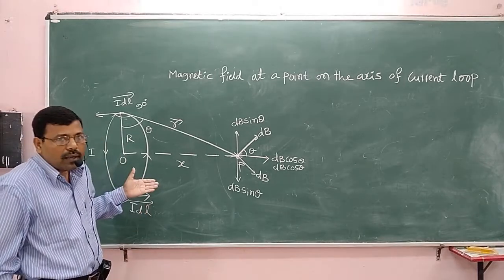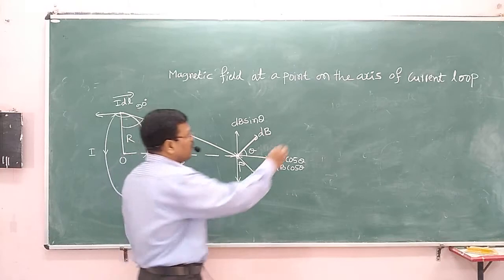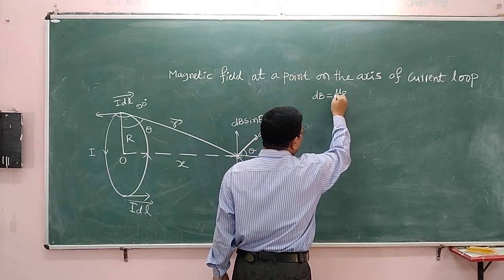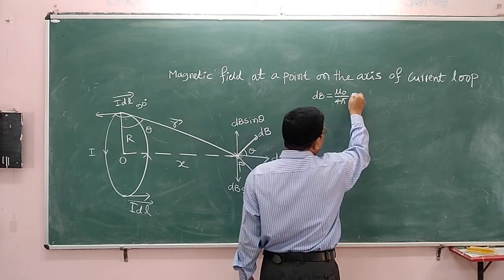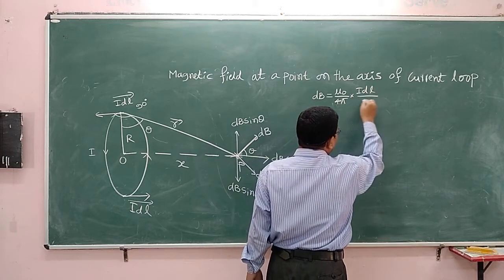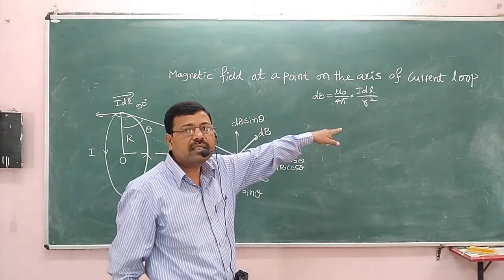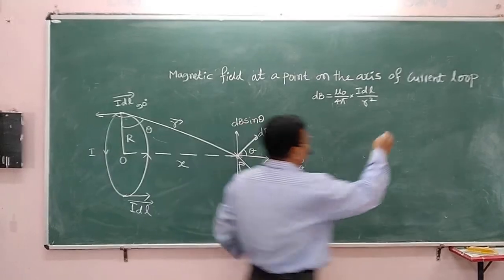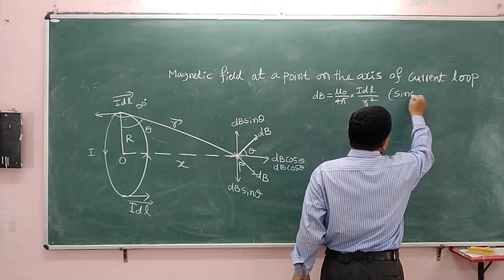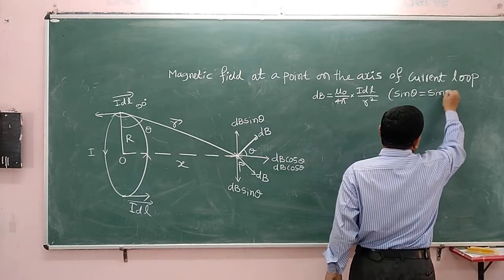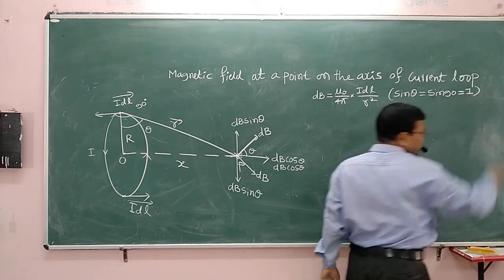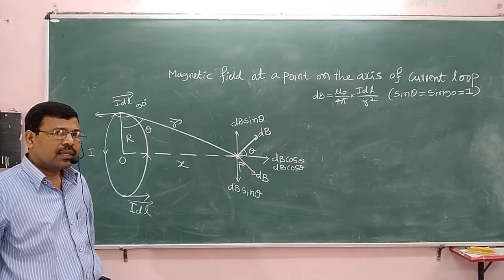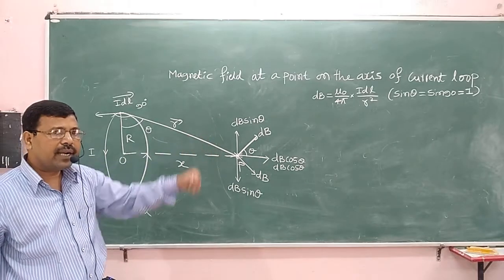Right? Now, according to the Biot-Savart law, dB is equal to mu naught by 4 pi into IDL sin theta by R square. That sin theta is sin 90. Sin 90 is what? Sin theta is equal to sin 90, which is equal to 1. Fine. Now, let us substitute the value of IDL and R.